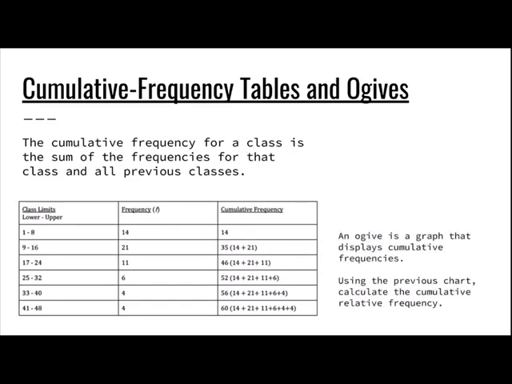An ogive is a graph that displays cumulative frequencies. Using the previous chart, we're going to calculate the cumulative relative frequency. And there's our graph.